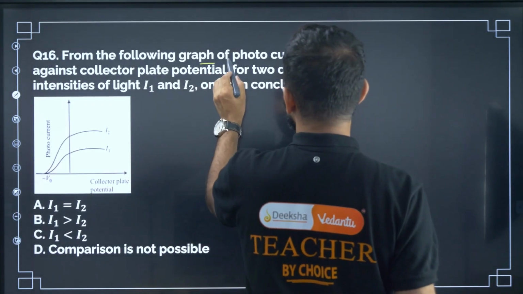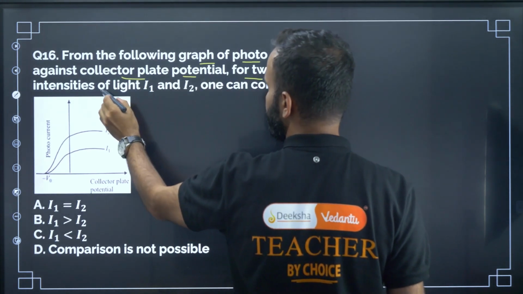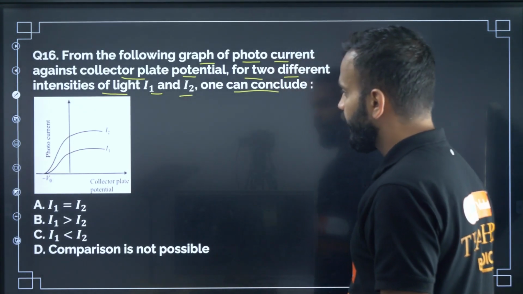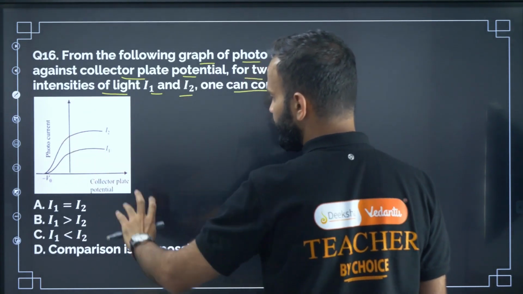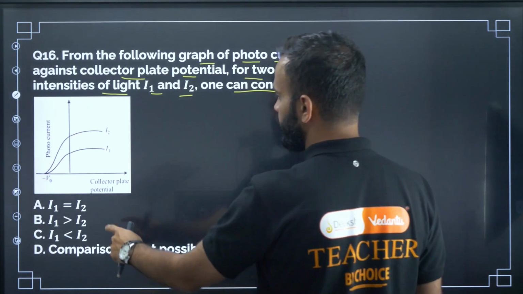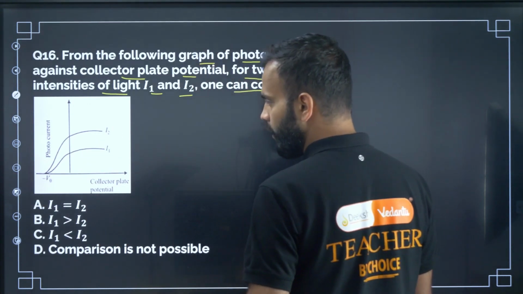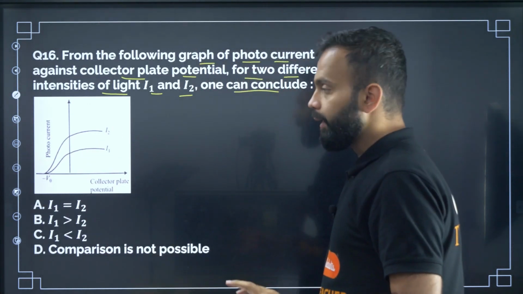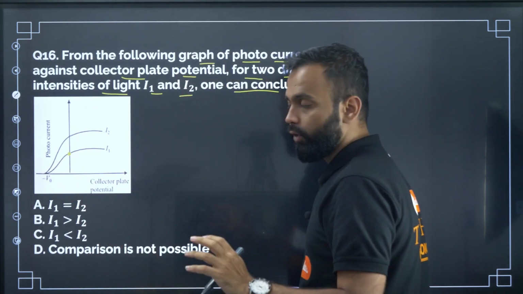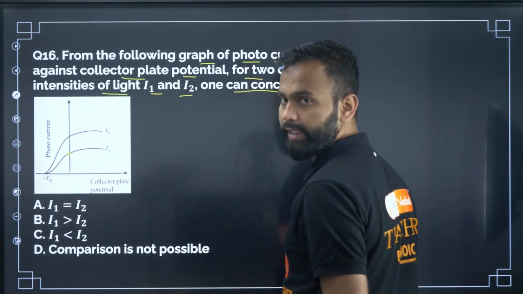From the following graph of photocurrent against collector plate potential for two different intensities of light I1 and I2, one can conclude. Okay, so here this is the photocurrent and collector plate potential, right? There are two curves. Intensities of these two lights are I2 and I1, right? Option A says I1 equal to I2. Absolutely wrong, right? Why? Here the photocurrent for the first incident radiation is lesser compared to the second one, right?